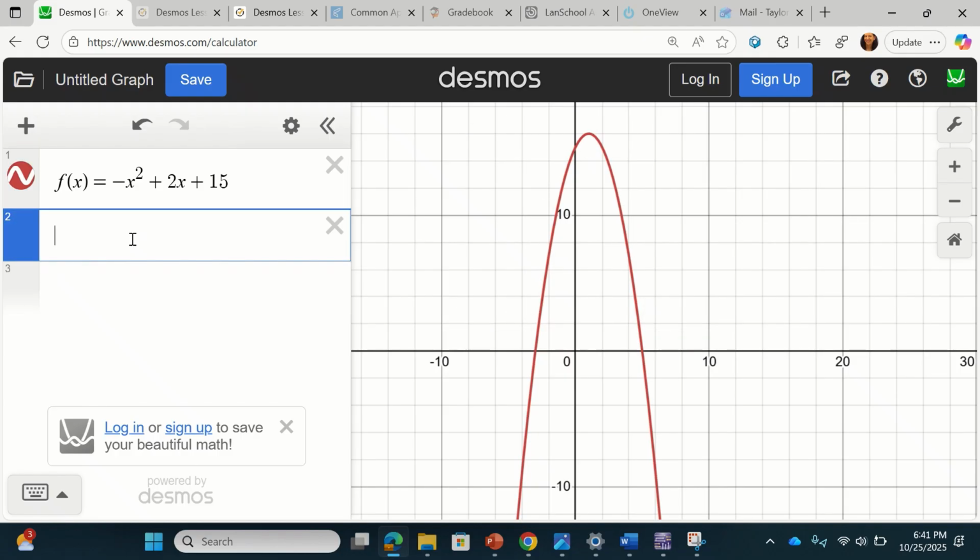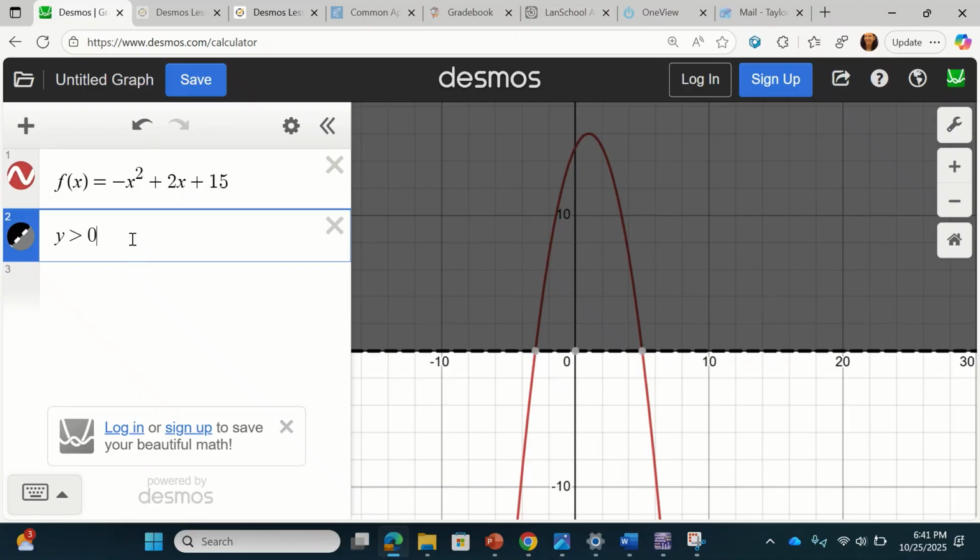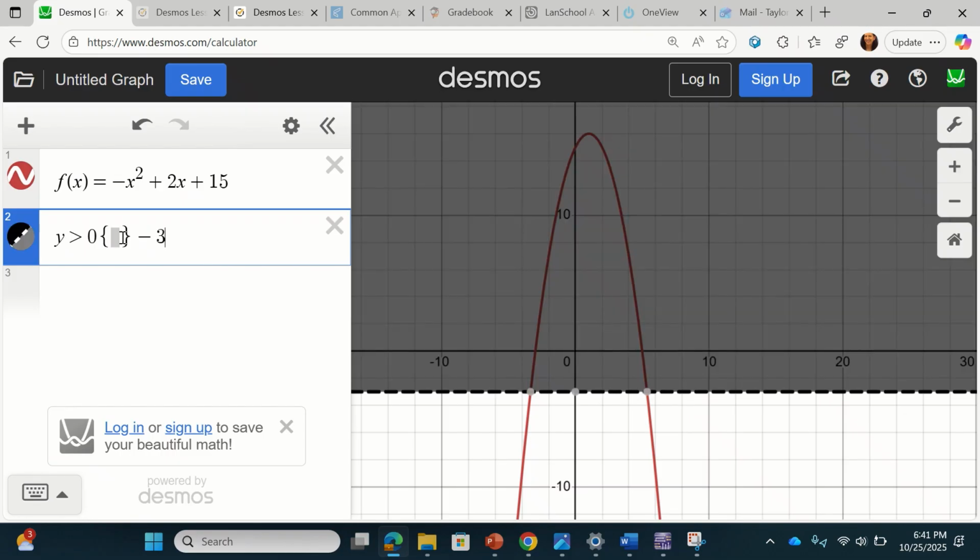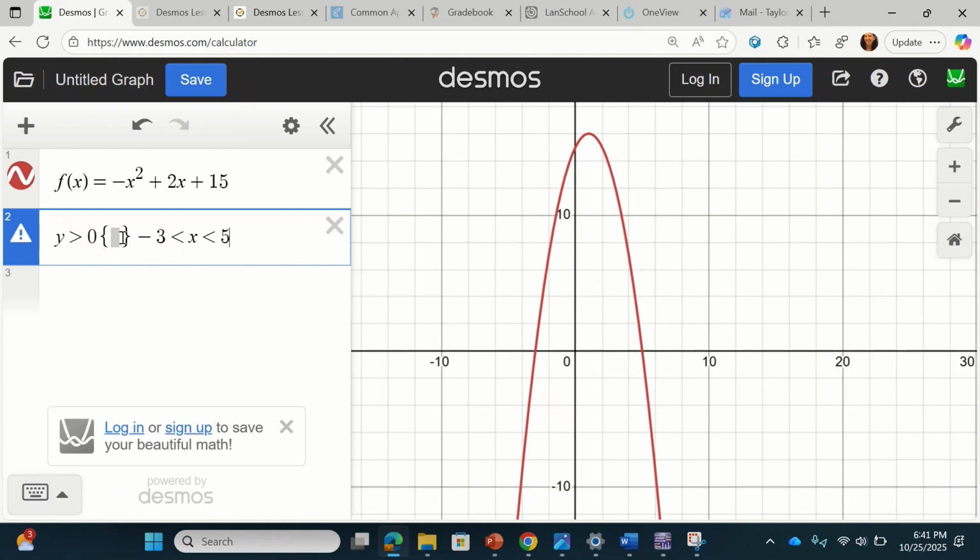Boom. So I'm going to go ahead and do that first. I just find that the easier one. Positive means y is greater than 0. And I want that to be the case. What did I want? -3 up to 5. So we'll say -3 is less than x is less than 5.